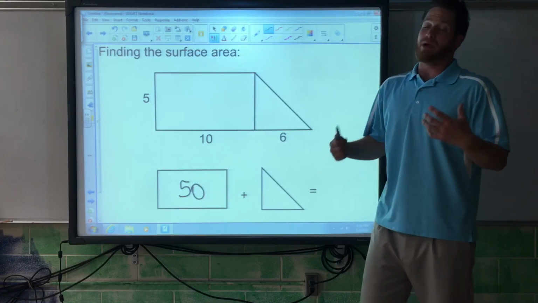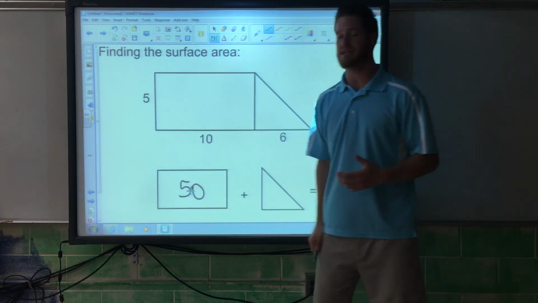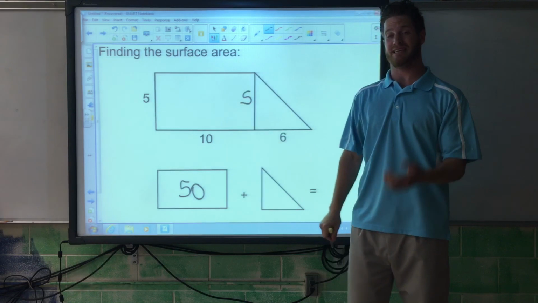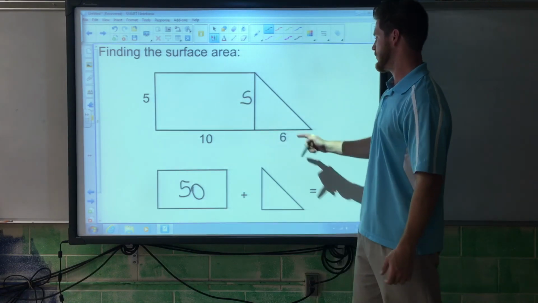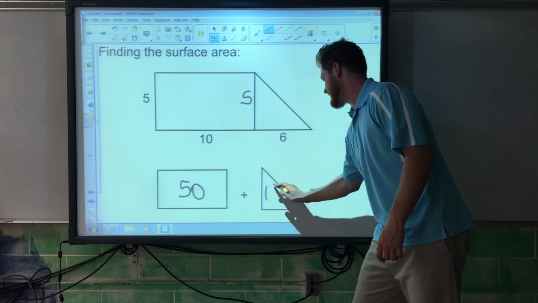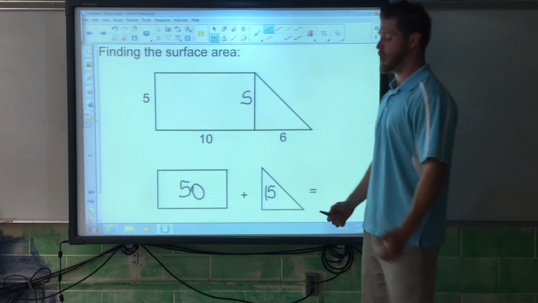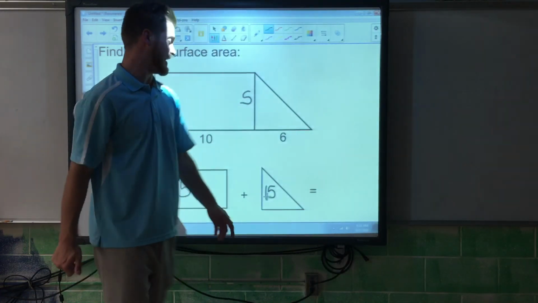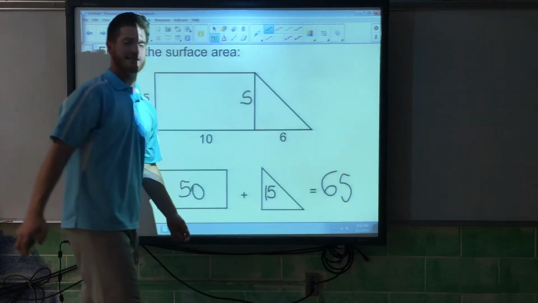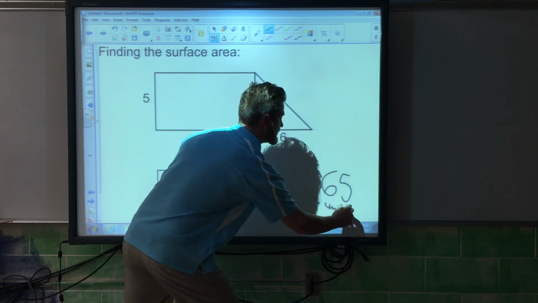Now, going back to basic shape facts. I'm not given the length of every side, but you've got to plug them in. If this side is 5, then this side is also going to be 5, which now gives me the height of this triangle. So 1/2 times 6 times 5, or 6 times 5 divided by 2, is 15. 6 times 5 is 30, divided by 2 is 15. Now, almost done. All we have to do is add them together. 50 plus 15, the entire area of this composite figure is 65 square units.